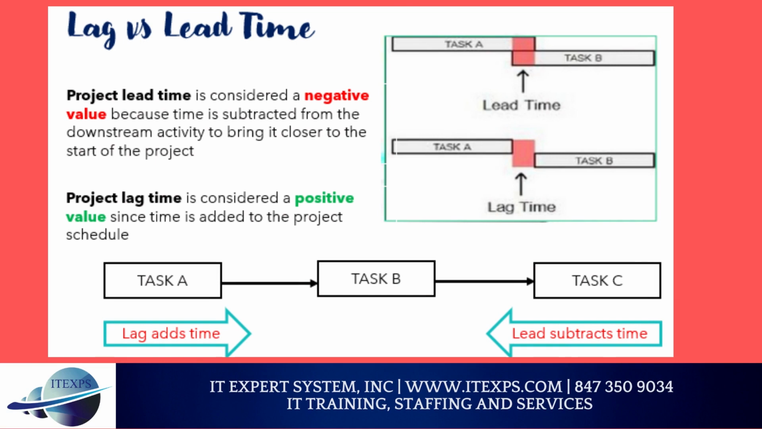Let's discuss lag versus lead time. Project lead time is considered a negative value because time is subtracted from the downstream activity to bring it closer to the start of the project. Project lag time is considered a positive value since time is added to the project schedule.